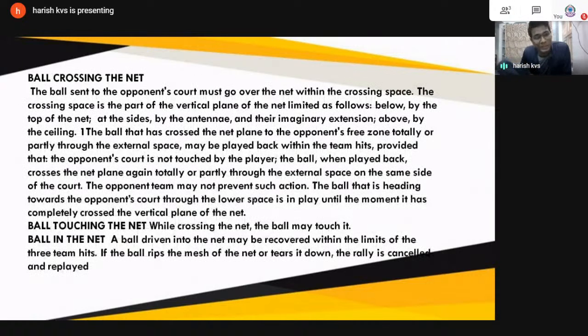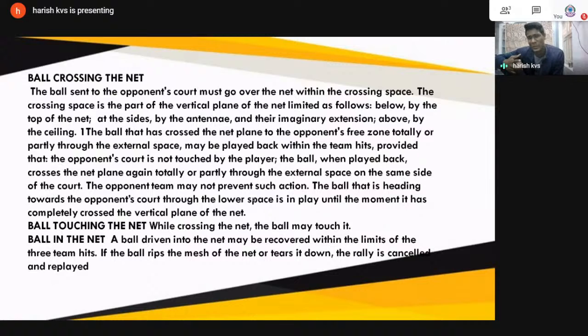Ball crossing the net. You can see how a ball should be crossing the net. The ball sent to the opponent's court must go over the net within the crossing space. What is within the crossing space? As I have mentioned earlier, there is an arrangement of antennas on the net itself. The player or team needs to send the ball within that antenna zone towards their opponent's side.